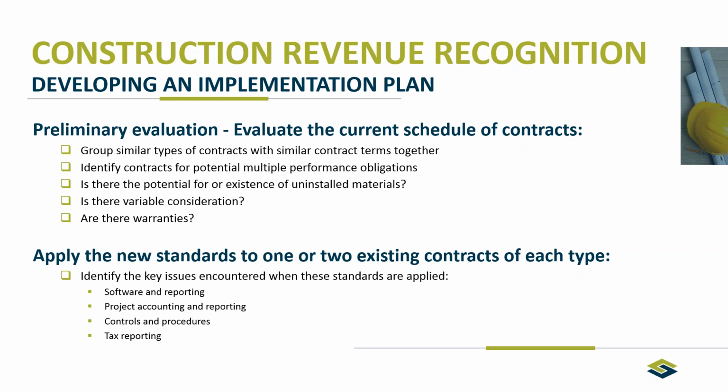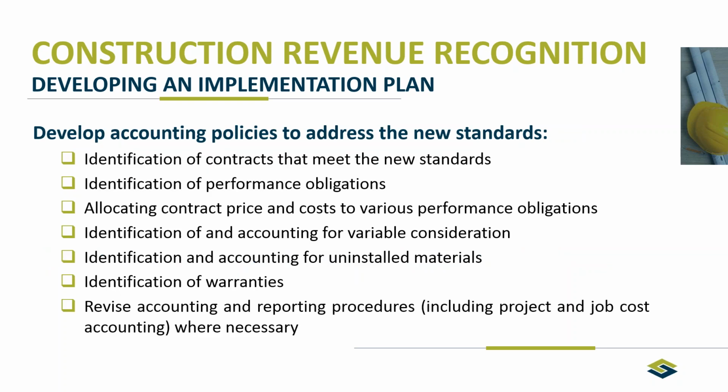And then once you do that, pick one or two projects out of that group and try applying the standards to those contracts. What's going to happen here is companies are going to realize where the holes are in their existing process, and then they can use that information in putting together a plan for how they are going to revamp these processes and procedures to be able to comply with the new standards. So when you're at that step, these are the things that companies are going to consider when they're putting together these new policies.